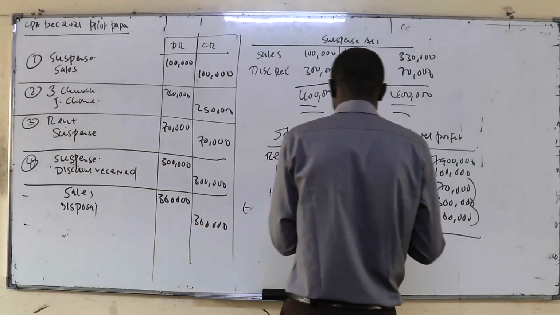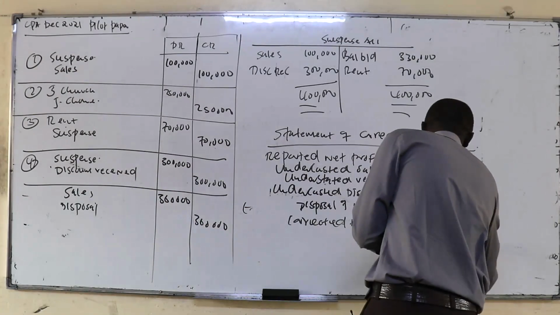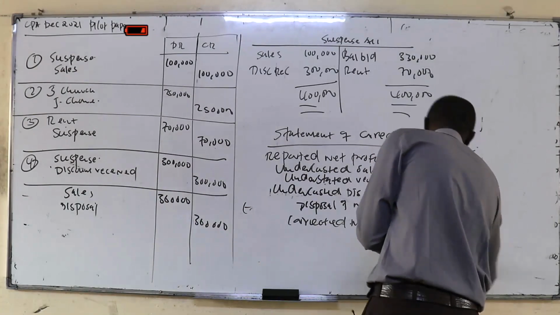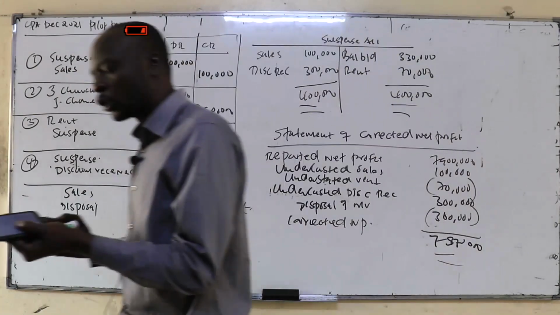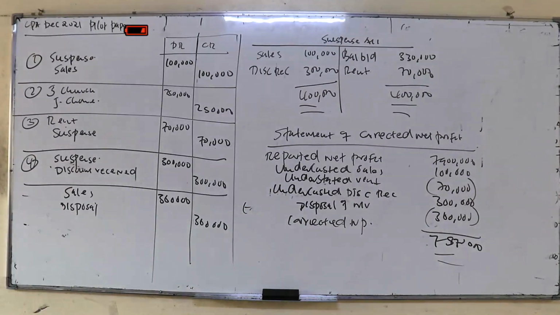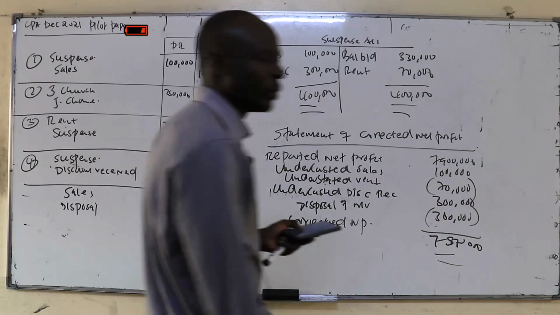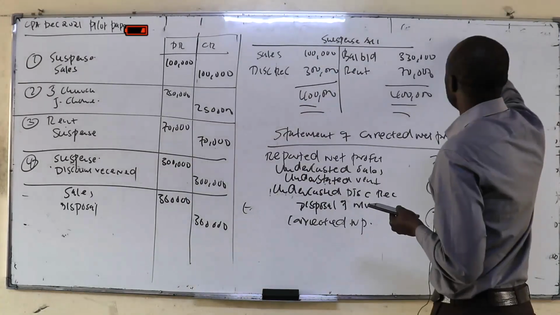7,870,000. So that is how we do correction of errors. We have done everything that you're supposed to know on errors. That is how it is set. So you can attempt last sitting question. That was April 2020 assignment attempt.